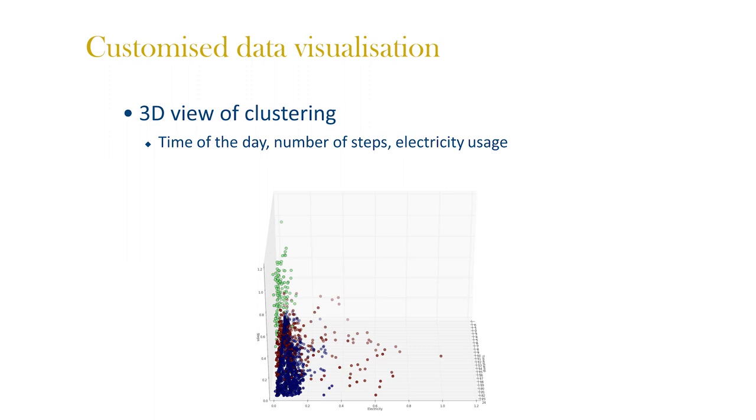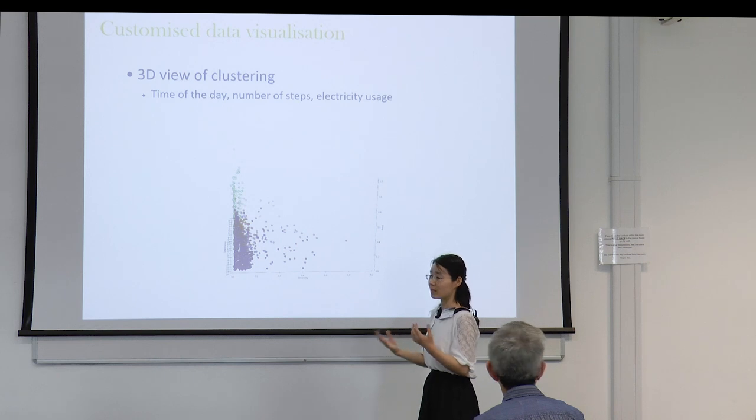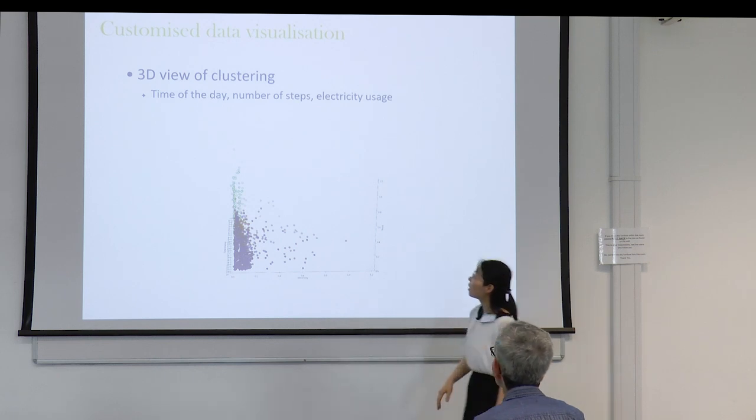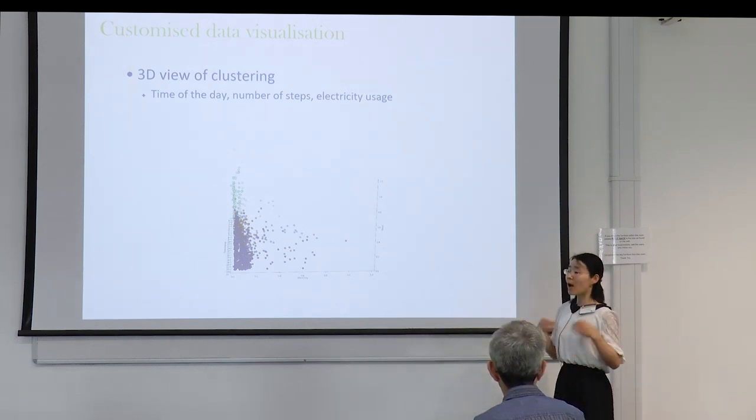So you have, for example, this is electricity, and this is number of movements, and this is the time of the day. So you cluster to see how many groups you can divide the data into different categories, and you can see which group of data has different kinds of values, and you can have a better understanding of what this might mean. So this is just an example of how you might want to visualize your data, and this might be something that you want to program yourself.